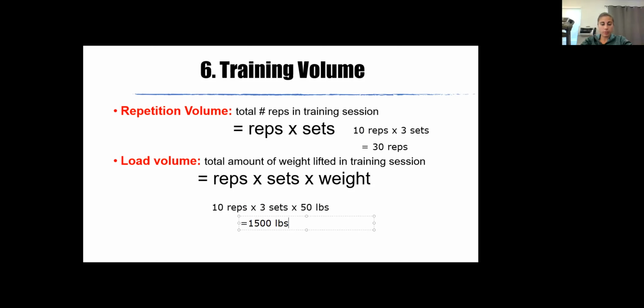1,500 pounds. You got it. So when we talk about load volume, we actually talk about it in weight. Okay, so I did a total of 1,500 pounds for this exercise. And typically when we're looking at load volume, you're probably going to look at this for your core movements.